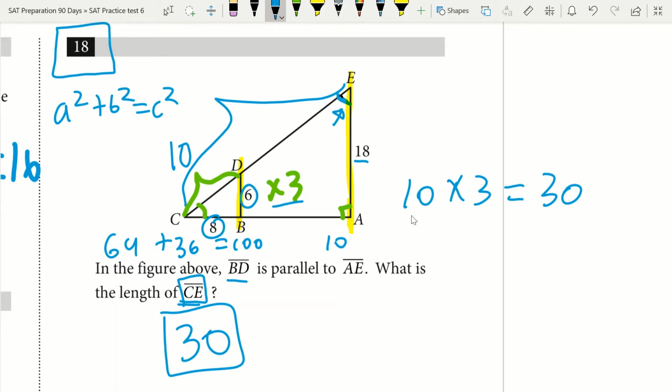So that's how you want to approach these similar triangles problems: identify what you want to solve, find whether it's in your smaller triangle or your larger one, then use the corresponding sides to find the ratio between the sides, and then solve from there.